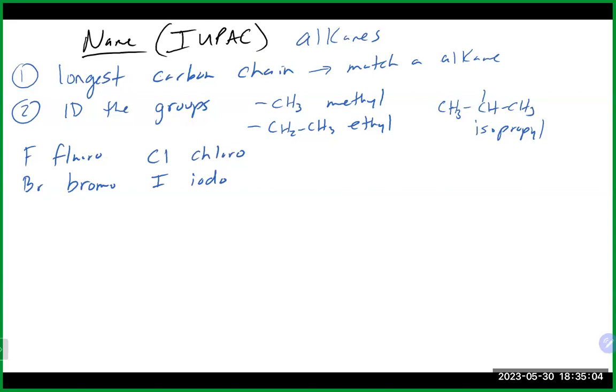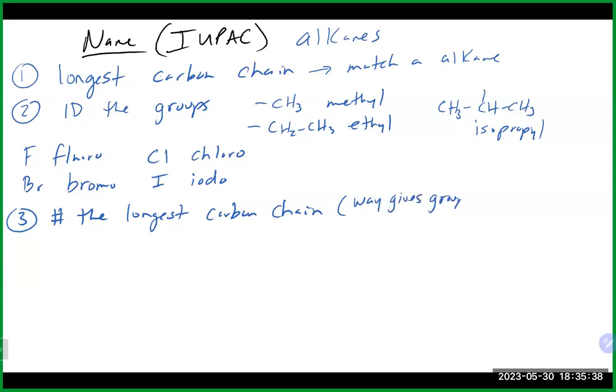Once you have your longest continuous carbon chain, and you figure out what things are groups, the next thing you want to do is number the longest continuous carbon chain. And in the case of alkanes, what takes the priority is actually the groups. So as we did in that last one, you want to number whichever way will give the groups the smallest number. So it's always the smallest number in organic chemistry that you're looking at. So you want to number whichever way gives the groups the smallest numbers.